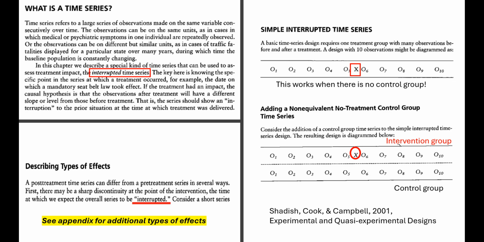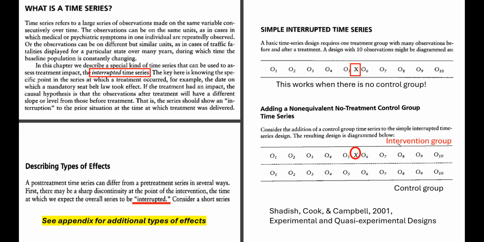So that brings us to describing types of effects. A post-treatment time series can differ from a pre-treatment series in several ways. First, there may be a sharp discontinuity at the point of the intervention, the time at which we expect the overall series to be interrupted. So we call it an interrupted time series. And when we expect to see a significant change in our outcome, we refer to that as an interruption.